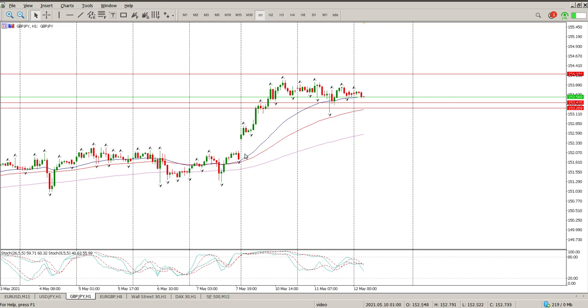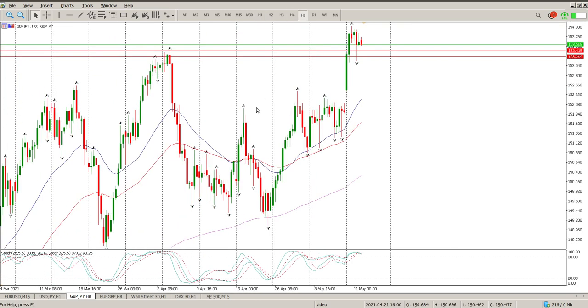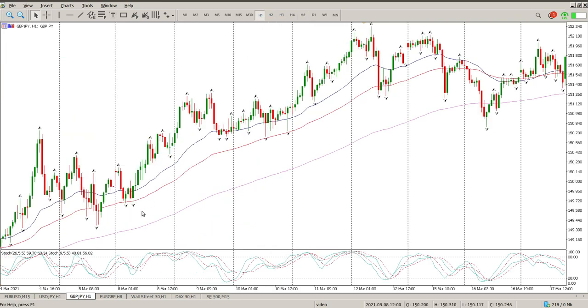And we've also got this big magnet to the downside here. The bigger trend at the moment is definitely to the upside, but we want to see it pull back onto structure before looking to buy into that.